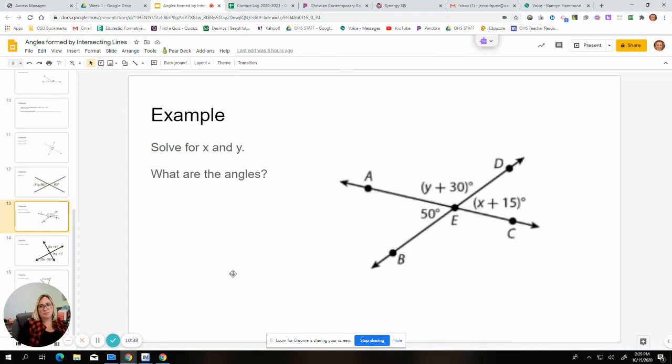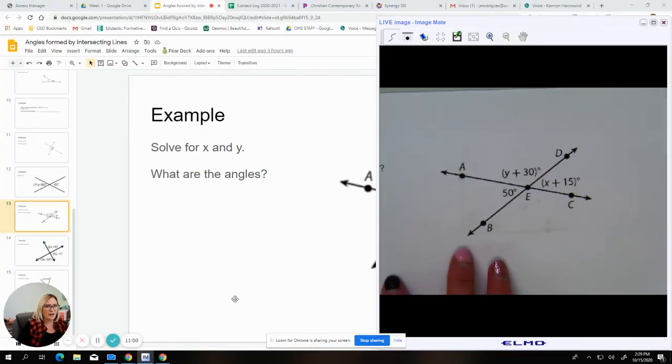Okay, what about for something like this? We have a set of vertical angles. We're going to need some information. So in order to be able to find x and y, we're going to have to determine which one we can actually do first. Okay, it does have to be done in a certain order. We're not going to be able to do it in some random order.